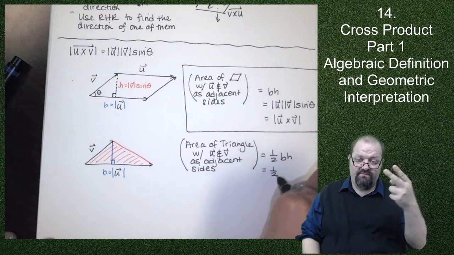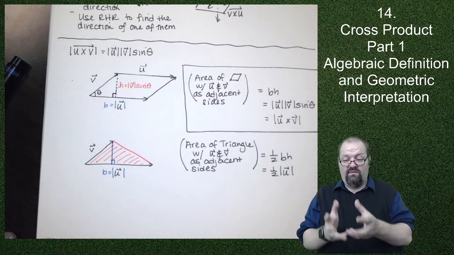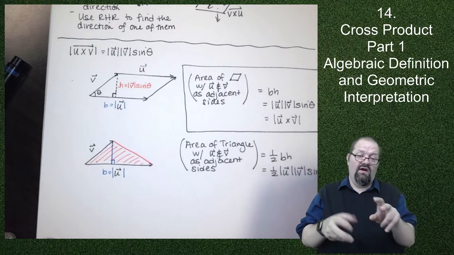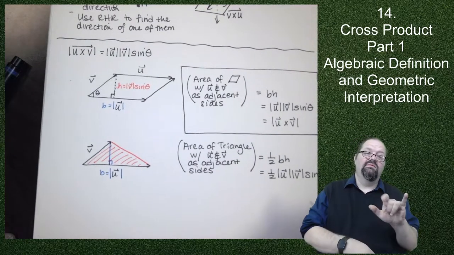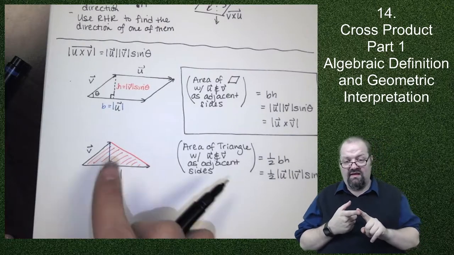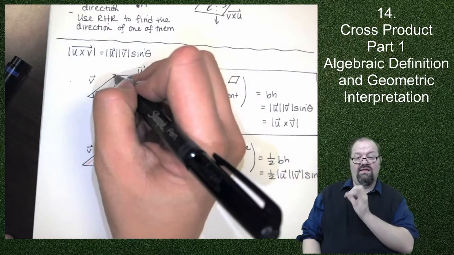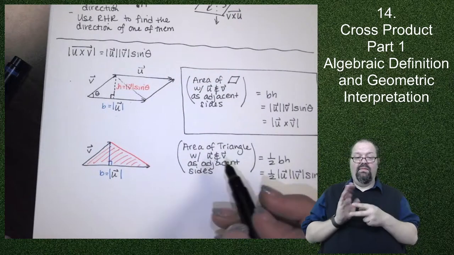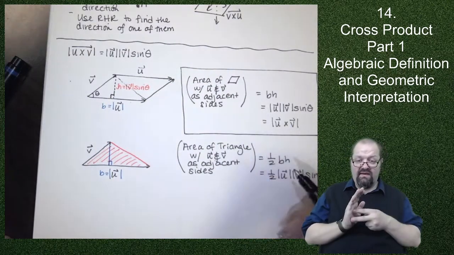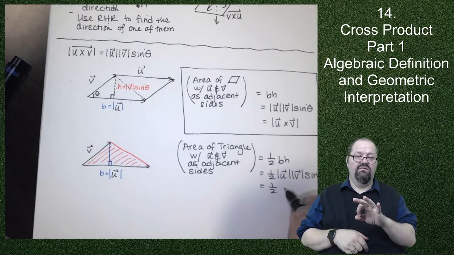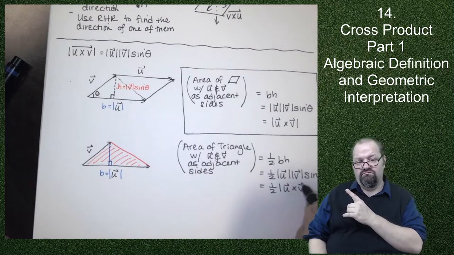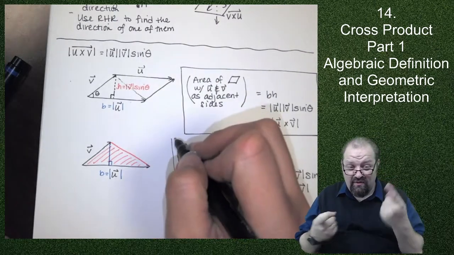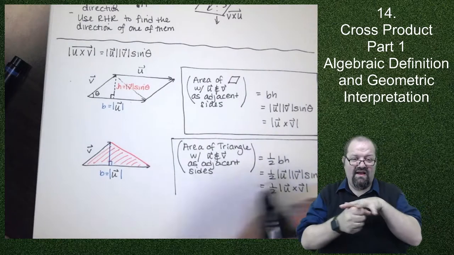So I've got 1/2 times the magnitude of U times the height, which is the magnitude of V times the sine of the angle between them. And just like I said before, this triangle is half of this parallelogram over here. It's that half. So the area of this triangle is half of the magnitude of the cross product. We actually use this a lot later when we look at surface area of surfaces.